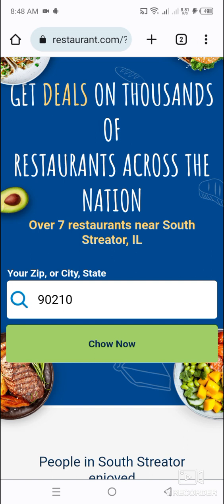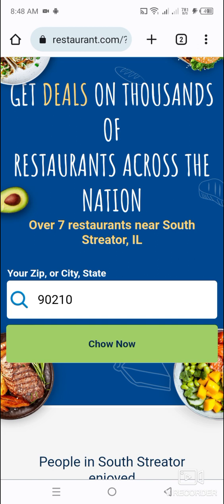First off, we start by defining what restaurant.com is. Basically, restaurant.com is a search engine exclusively for restaurants. Obviously, we're all familiar with different search engines, right? We've got Yahoo, we've got Google.com, we've got Yelp.com for businesses, and a whole lot more. So restaurant.com is simply a search engine exclusively for restaurants.